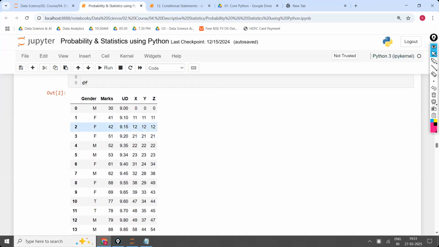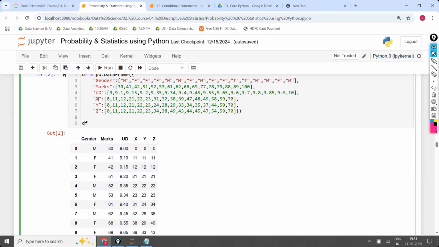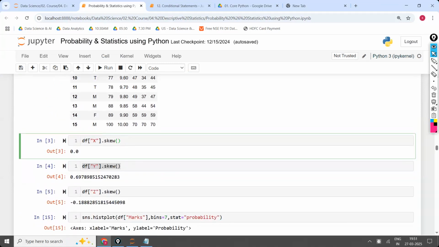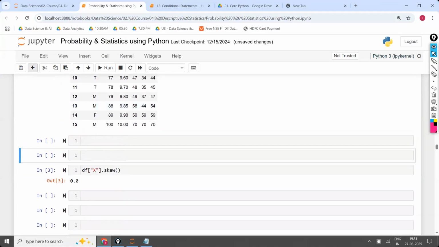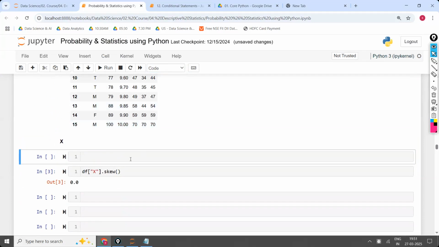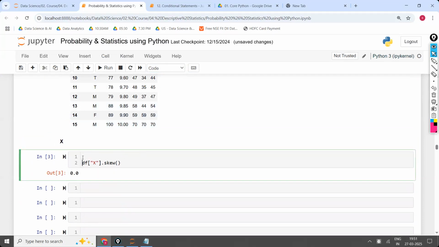So, let us start with the first column called the X column. Okay, I'm going to show you for the X column. Heading I'm going to give as X column. For the X column, first I'm going to show you option 1 I told you, skewness. Option 1 is called skewness.